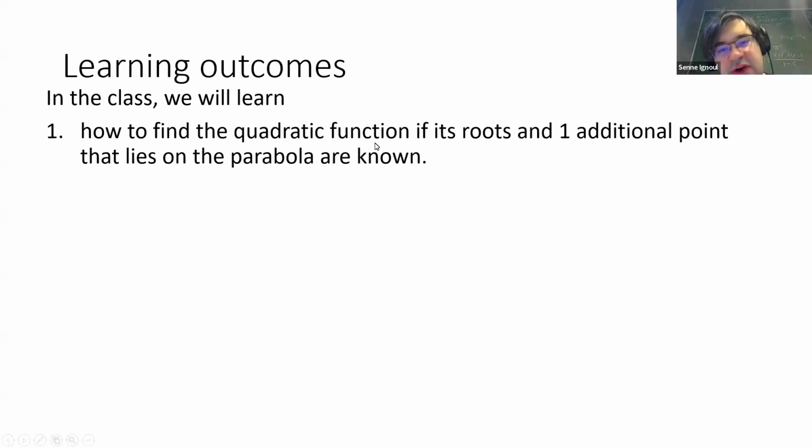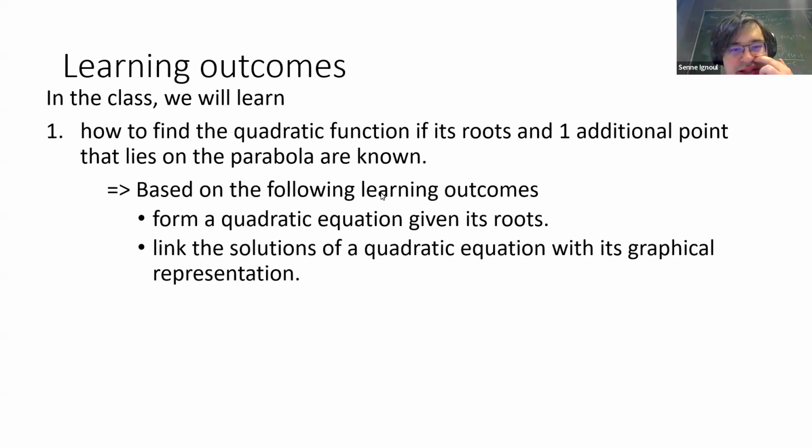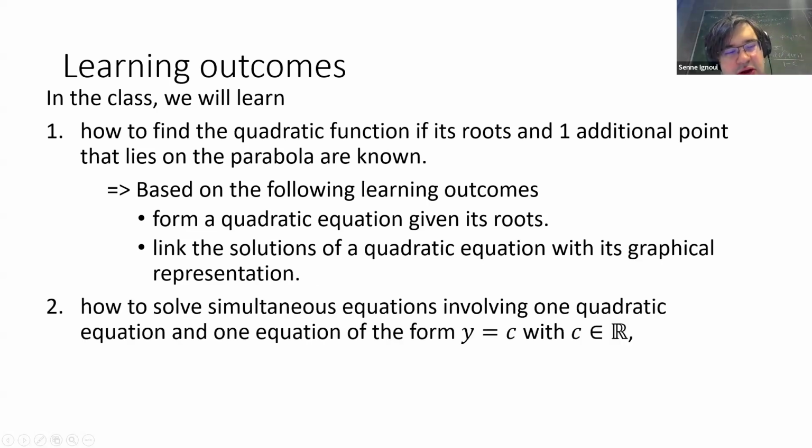So how to find the quadratic function if you know what its roots are and if you know one additional point. That's something I want to check. If you compare that to the syllabus, it follows these two learning outcomes: that they can form a quadratic equation if you have its roots, and that you can link the solutions of a quadratic equation to its graph.